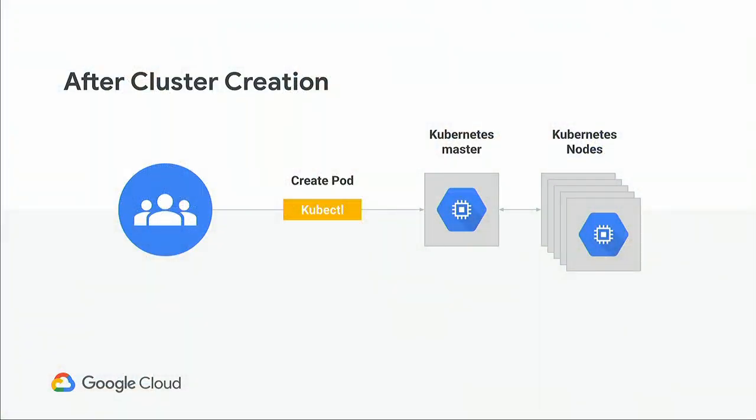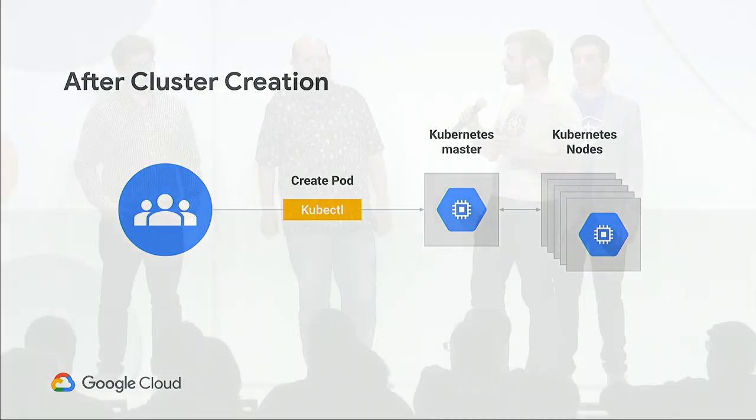So after you've created a cluster, now you have something that you can interact with, and you can interact with kubectl, and you can create pods and deployments and so on, or you can use the API. So now I'm going to pass it to Zach, and Zach's going to talk a little bit more about the internals of Kubernetes.